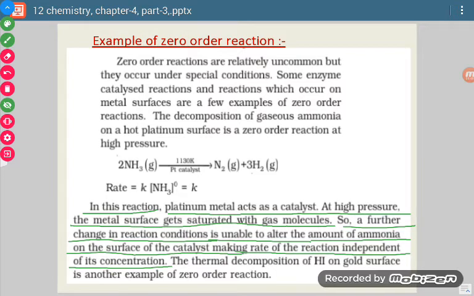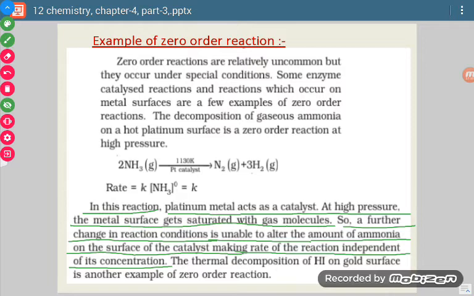Okay, so what has been said is that if something is there in the reaction for which there is no change in concentration with the passage of time, then we say that our rate of reaction is independent of that. So here, when this decomposition process occurs, platinum acts as catalyst and it provides the surface for the reaction to occur.